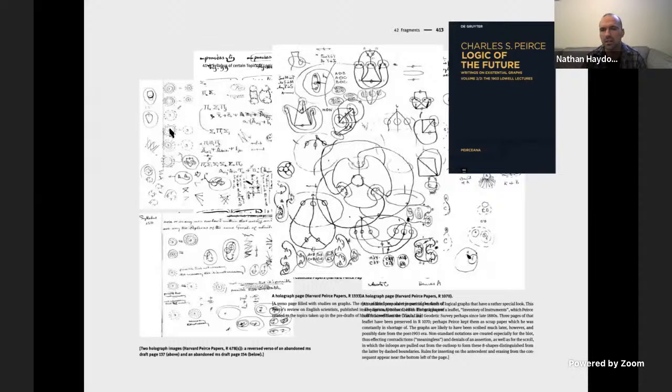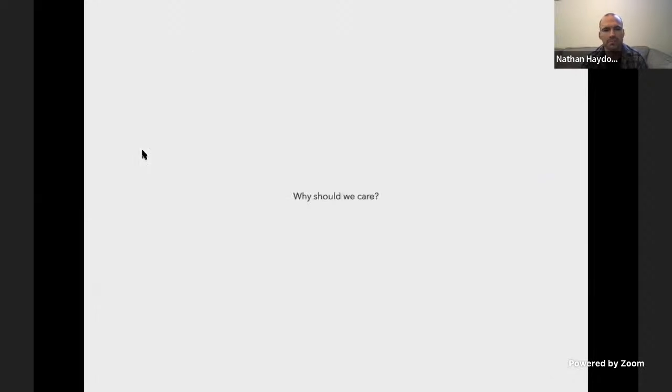This is changing right now. The book in the upper right corner there is still coming out, but there's a new five-volume set that combines most of Peirce's writings on the graphs. So why should we care about this very old notation?